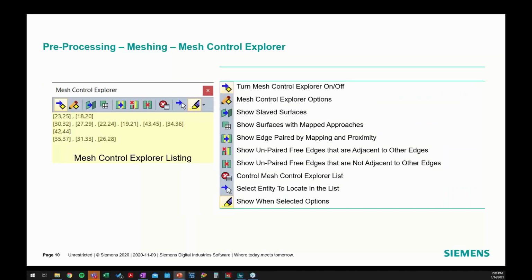Okay, so this is what the toolbox actually looks like. You've got a lot of different options for turning the controller on and off. You can explore the options. You can show different surfaces that are mapped together. You can show edges that are paired by proximity. A lot of different options here. If you end up using this toolbox, definitely let us know, because we'd be glad to pass on any feedback to their software writers if there's a way to make it better.